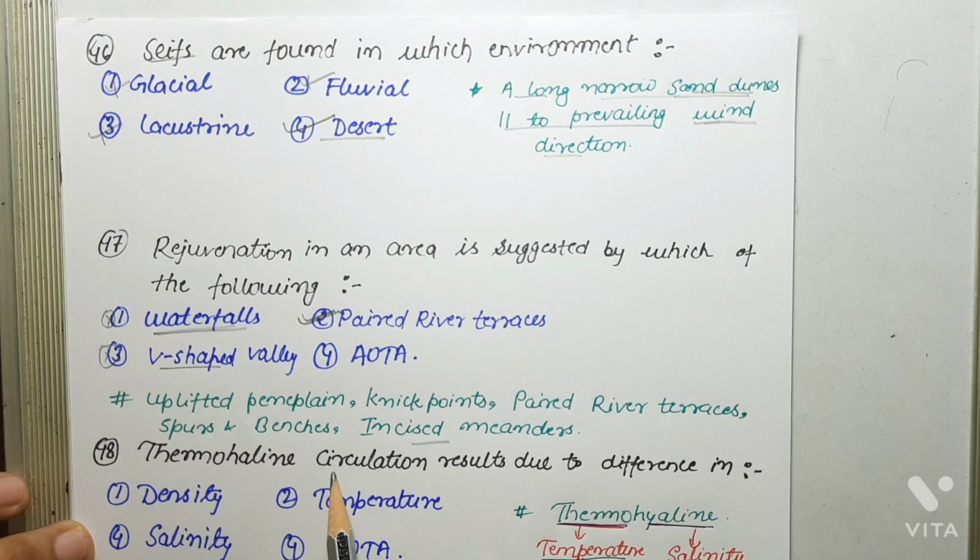Thermohaline circulation results due to difference in. Now from the name itself, thermohaline, thermo means temperature and haline means salinity, and these both factors together determine the density of the sea. So basically in thermohaline itself, three terms are associated, which are temperature, salinity and density. So thermohaline circulation results due to difference in density, temperature and salinity. So the correct answer is all of the above.